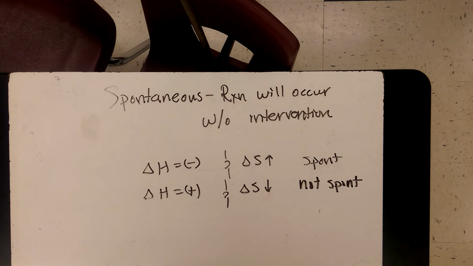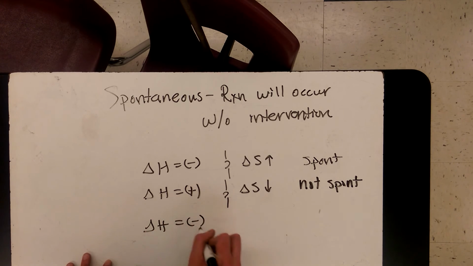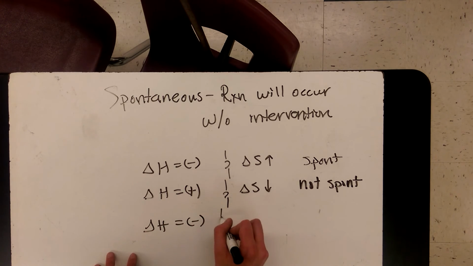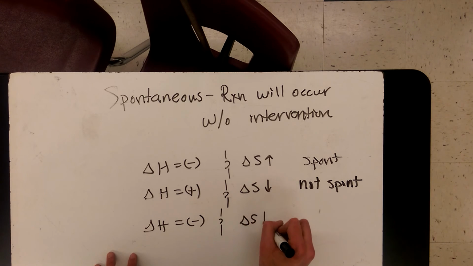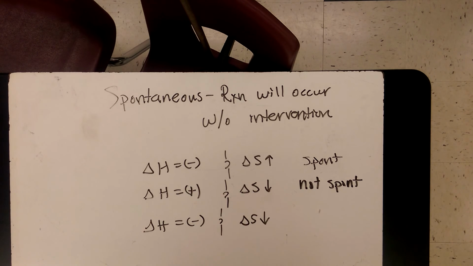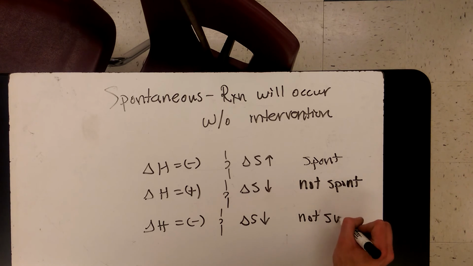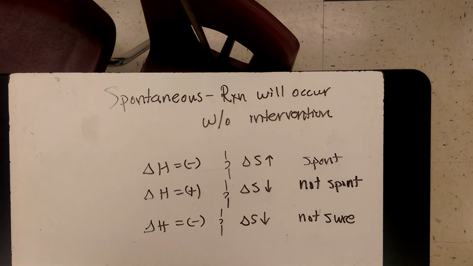The places where strange things happen is where we have delta H being negative, which is advantageous for us. However, delta S is decreasing. So half of this makes sense, where energy should come out of most reactions. However, our randomness is decreasing. It's getting smaller. So in this case, we're not sure if that's spontaneous or not. It very well could be, or it couldn't be. It really becomes temperature dependent. What's the temperature that this is occurring at?